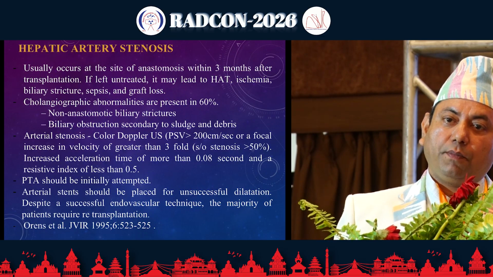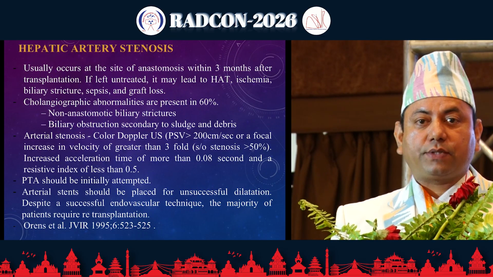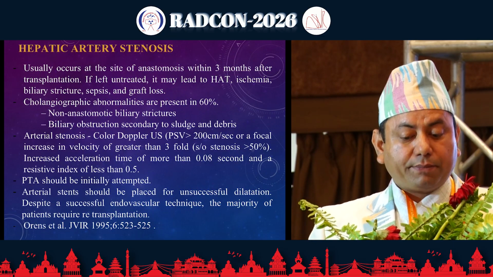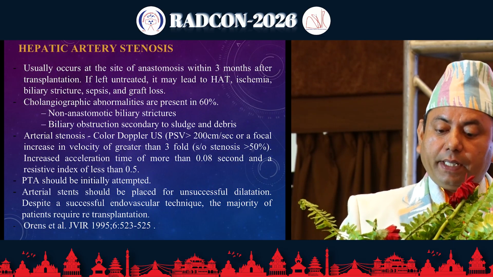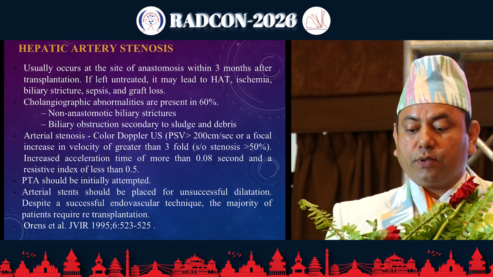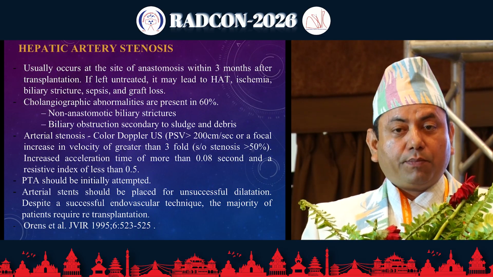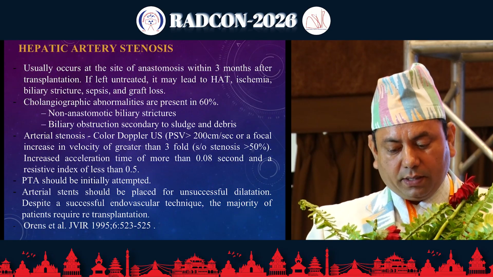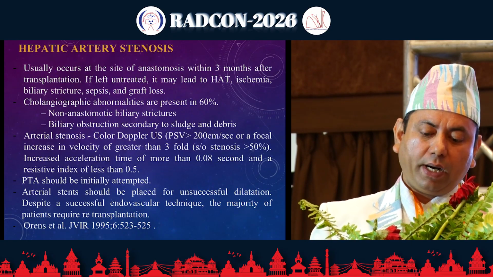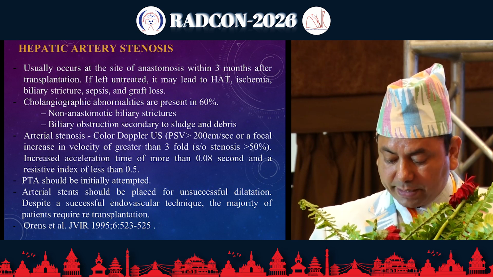So for this case, percutaneous transluminal angioplasty should be attempted first, and arterial stents should be placed for unsuccessful dilatation. Despite the successful endovascular technique, the majority of patients might still require retransplantation, as cited by Orens et al. in JVIR in 1995.